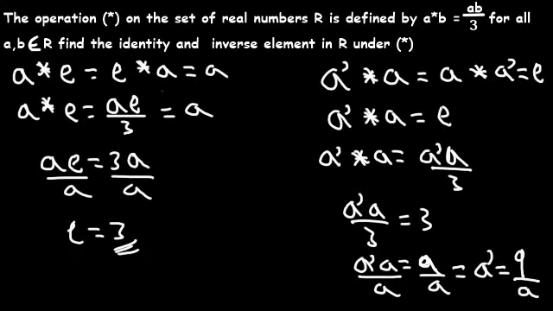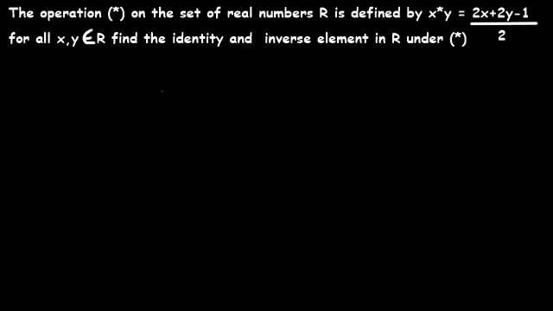Perfect. On to example number 3. The binary operation asterisk on the set of real numbers R is defined by x asterisk y equals 2x plus 2y minus 1 all divided by 2, for all x, y elements of the real numbers. Find the identity and inverse element in R under asterisk.